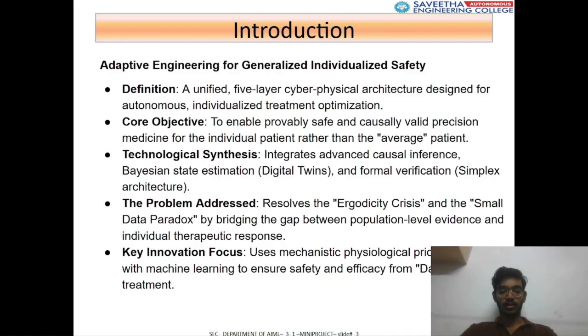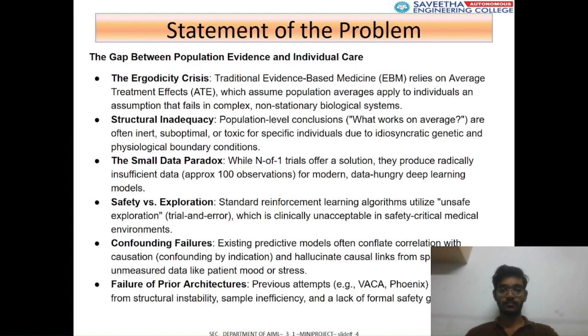The problem we address here is the ergodicity crisis. The ergodicity crisis is nothing but assuming a particular treatment will be valid for a particular individual when it has been tested on an average group. That's where we get the small data paradox, where we don't have millions of data samples to train large deep learning models, and where we are supposed to solve a particular patient's problem for a single individual. Our key innovation focuses on treatment optimization from day one, treating the patient as a complete stranger.